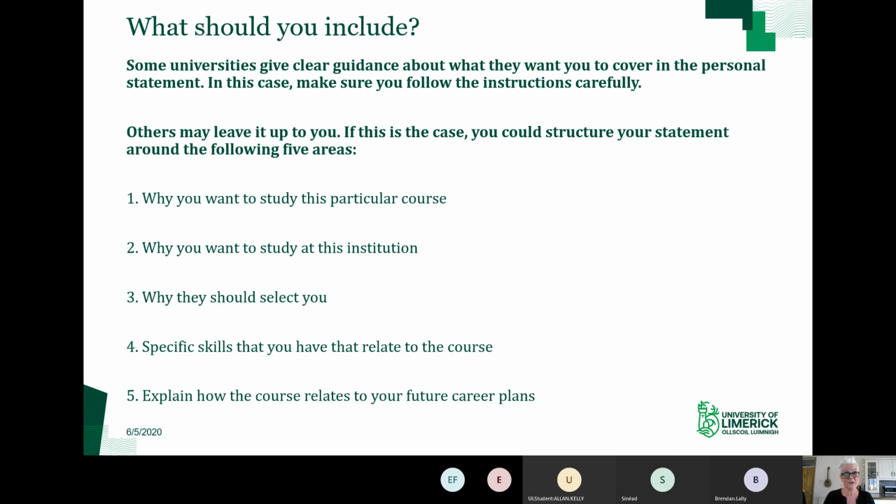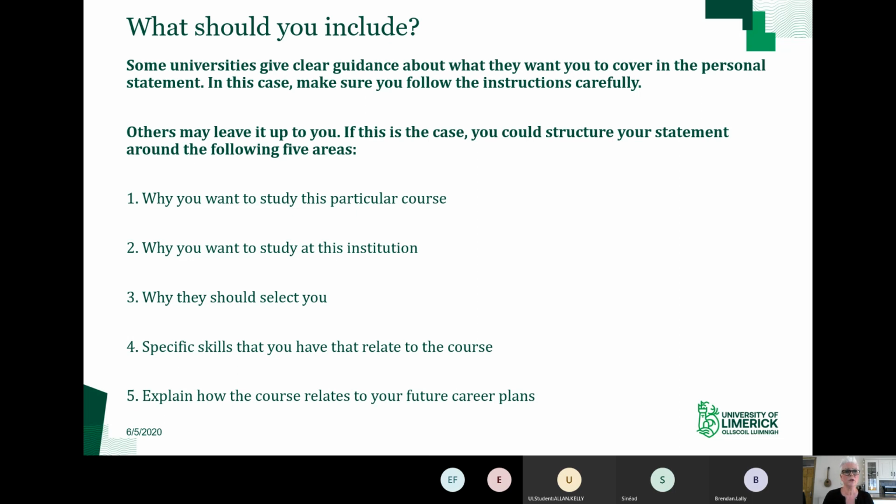But if that's the case, you could structure your statement on the following 5 areas. So again, a blank piece of paper, a heading for each area, write down whatever comes to mind, and then you need to fine tune it. So why you want to study this particular course, why you want to study at this institution, why they should select you, specific skills you have that relate to the course, and explain how the course relates to your career plans.